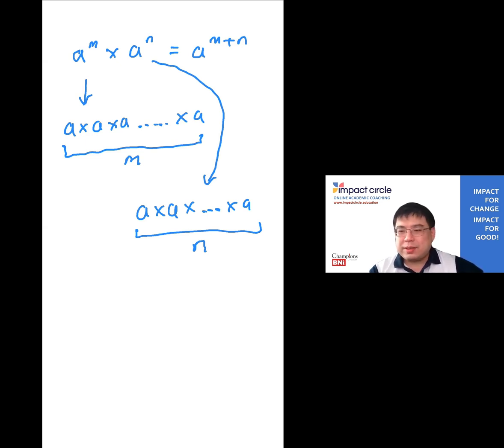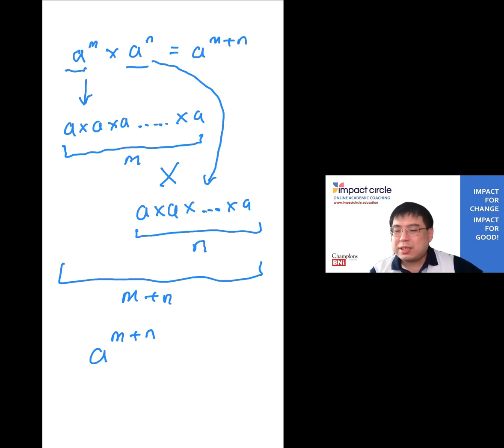And when these two things are multiplied together, we're just going to take the top multiplied by the bottom. But each and every one of these signs are multiplication, so it doesn't really matter whether it's from the left group or from the right group. It's actually one big group, right? And so what do we have? We actually have a total of m plus n copies of a multiplied by itself. Okay, this will actually give us a to the power of m plus n.